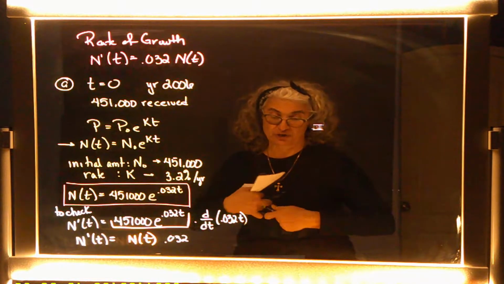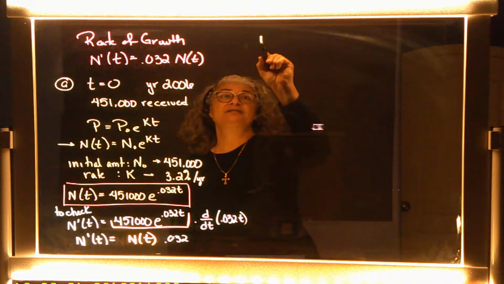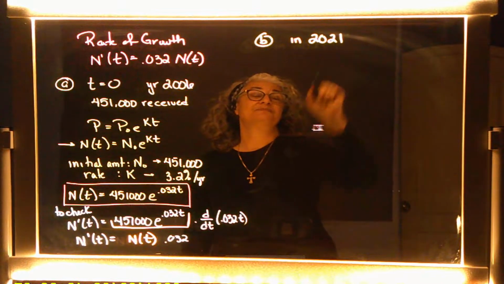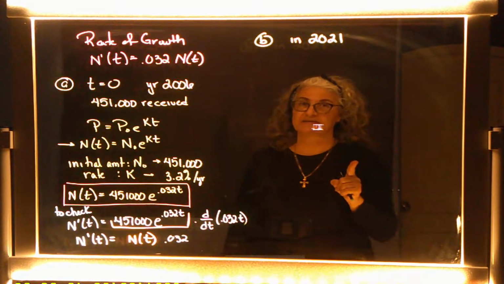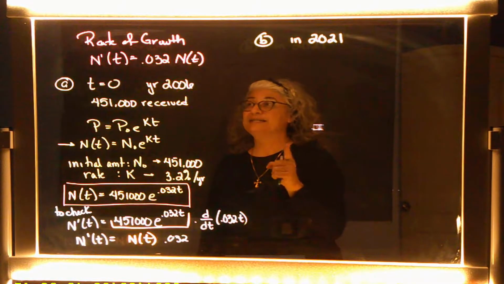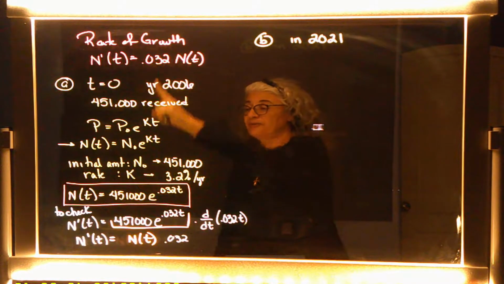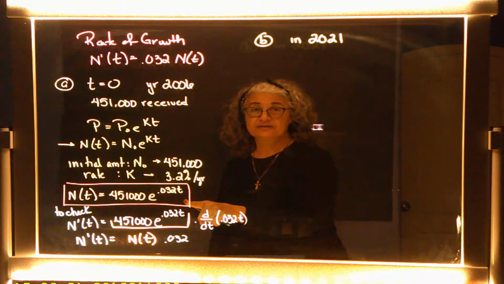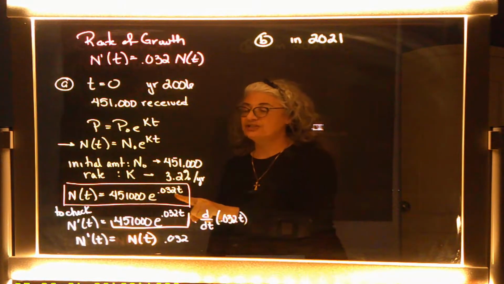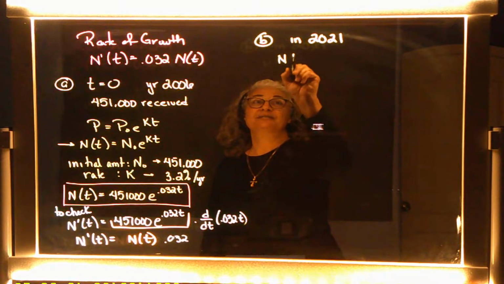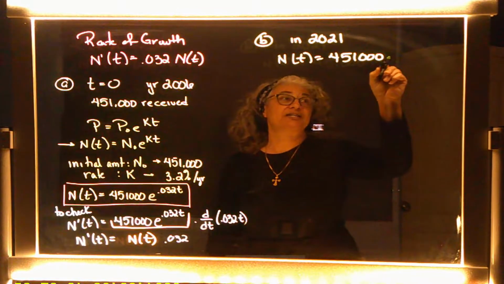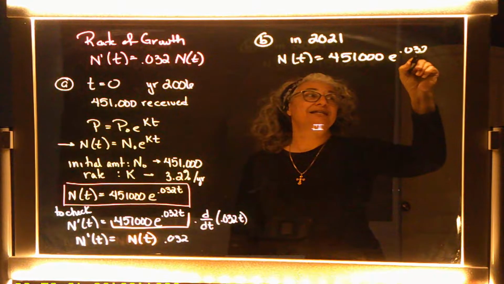All right, now part B. Part B wants to know the number of patent applications in 2021. So let's think about this a second. Am I dealing with the derivative or am I dealing with the original function? Good. They didn't want the growth rate. They said they want the actual number of patent applications, which means this is the formula that I'm dealing with, because this represents the number of patent applications at time t.